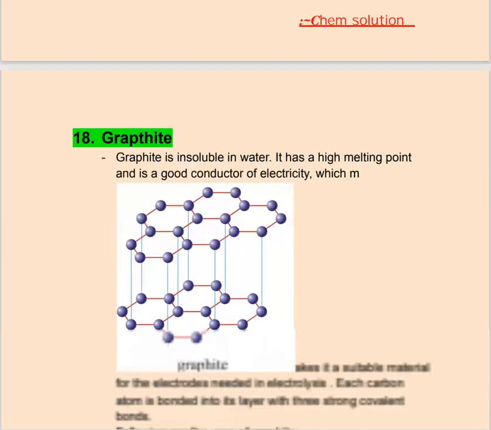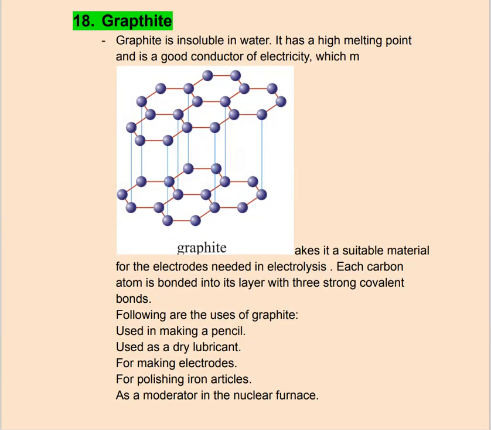First of all, we study graphite. You can see it has a high melting point and is a good conductor of electricity. You can see the structure of graphite here. What is the use of graphite? It is used in pencils, as a dry lubricant, and in making electrodes.